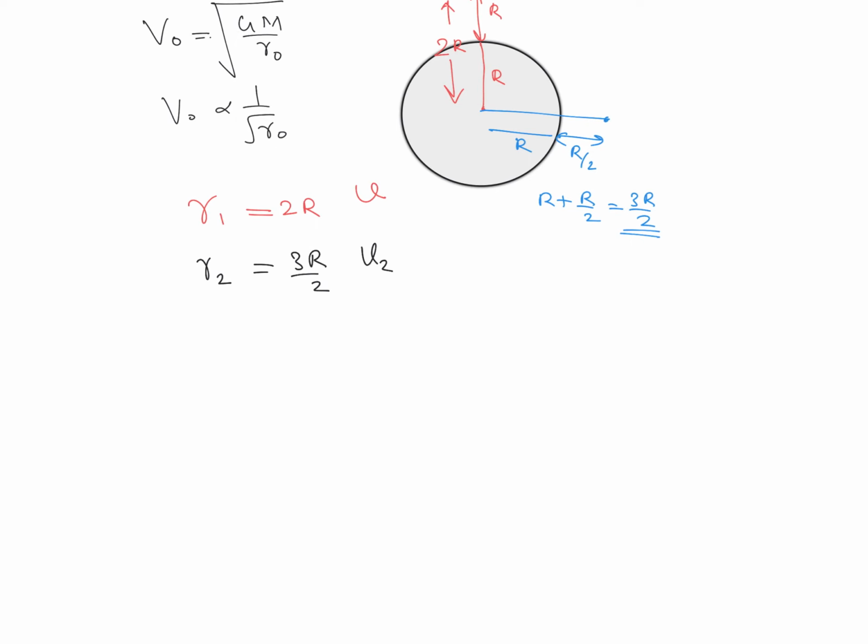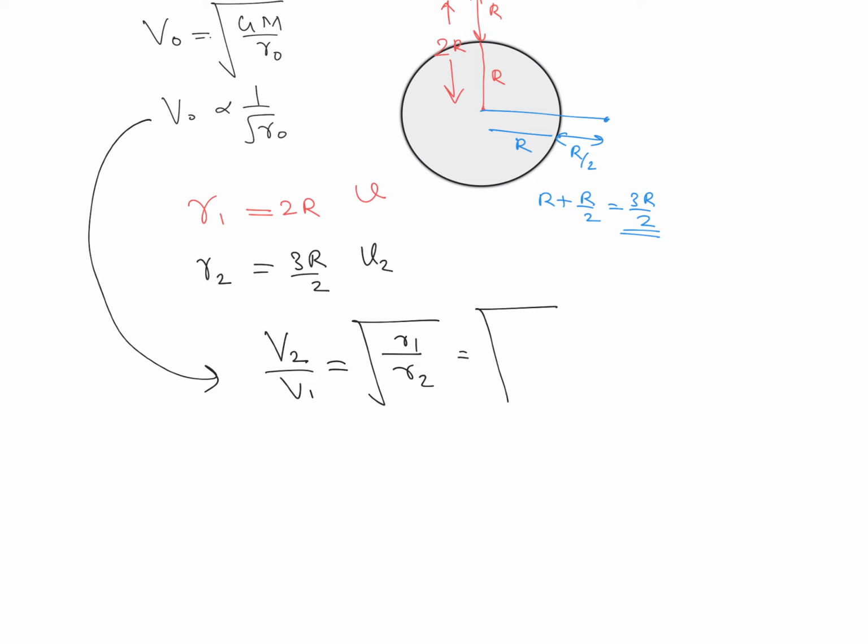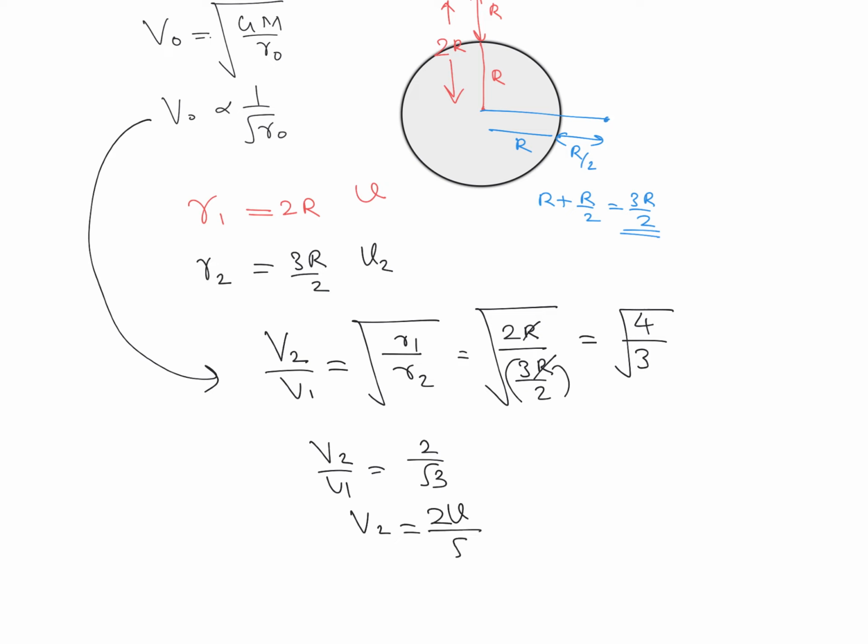Now we know the relation that v is inversely proportional to root of r. So we can write the ratio v2 divided by v1 is equal to under root of r1 divided by r2. Now we can substitute the values. r1 is 2r, r2 is 3r divided by 2. This r and this r get cancelled, so we get 4 divided by 3 under root. So v2 by v1 is equal to 2 divided by root 3, or v2 can be written as v1, which is given as v, so v2 is 2v divided by root 3.